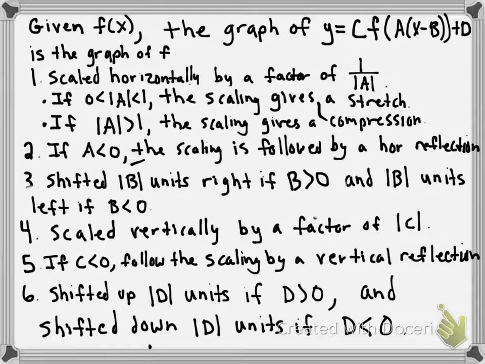And finally, once the vertical scaling and possible reflection have taken place, d is going to tell us to shift the graph up absolute value of d units if d is greater than 0, and shifted down absolute value of d units if d is less than 0. What this does in effect is if d is positive, we're just going to add d to the y coordinates, and if d is negative, we are going to be subtracting from the y coordinates.